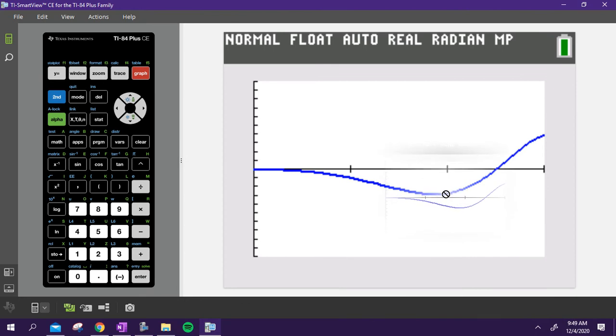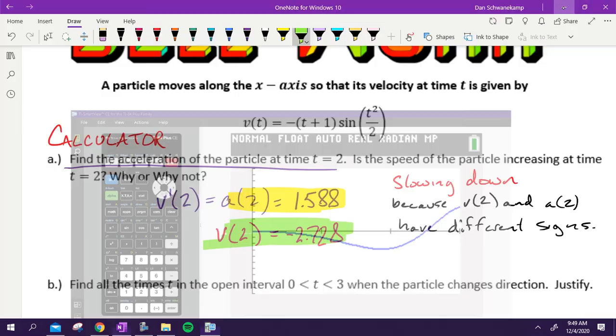If I look at the graph here, what are we doing at 2? Here's 2 right there. We're below the x-axis. We're starting to head back towards 0. So it should make sense that I'm slowing down. But it's really easy if you just find those numbers. Questions on A?